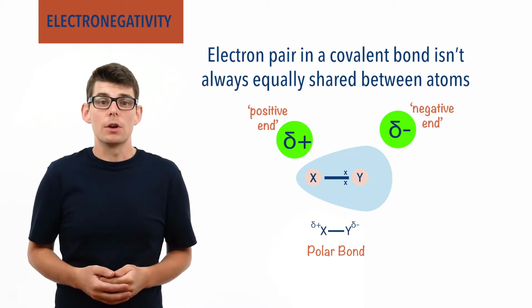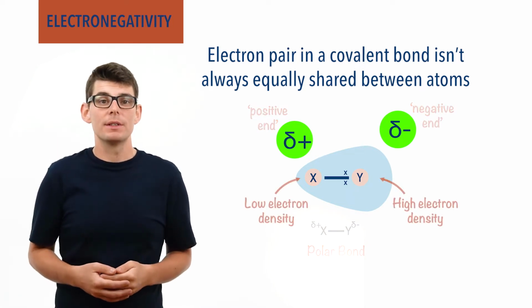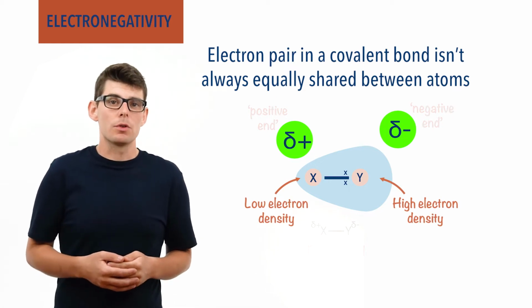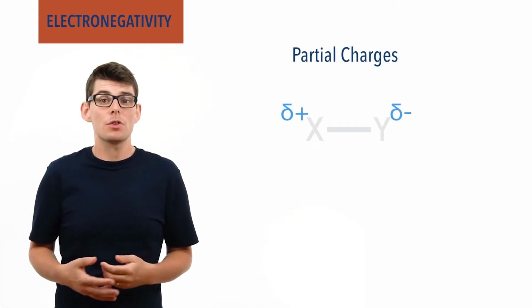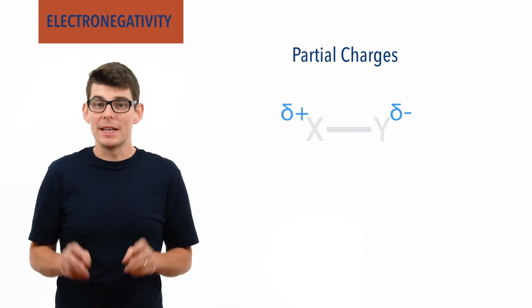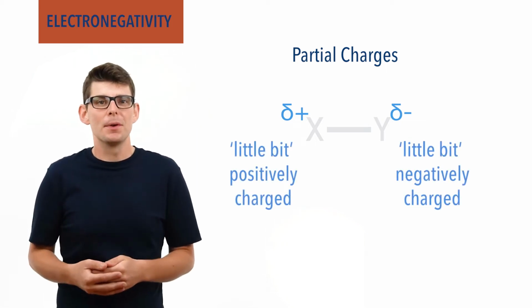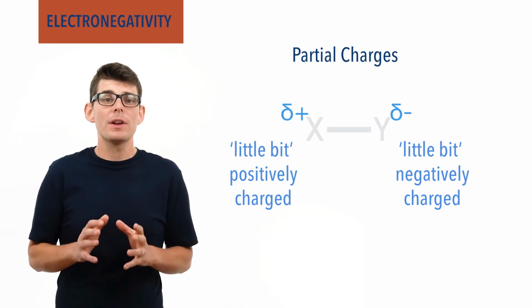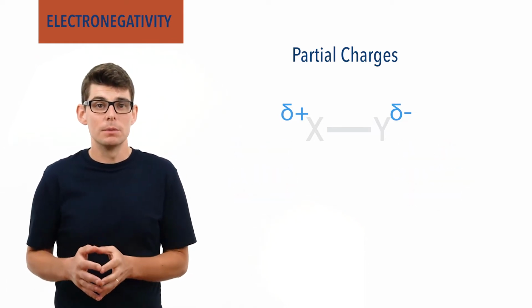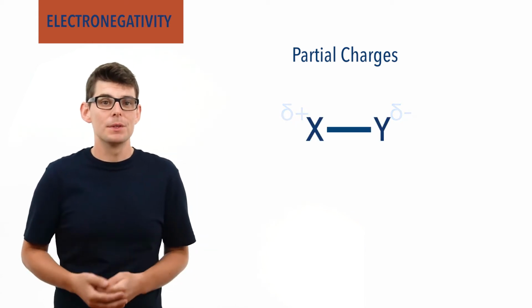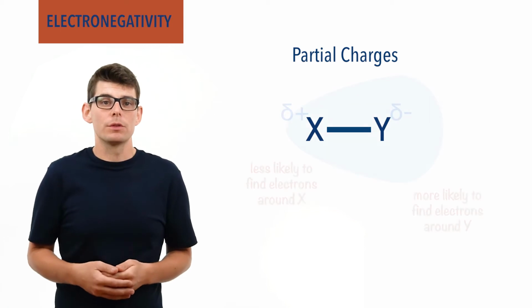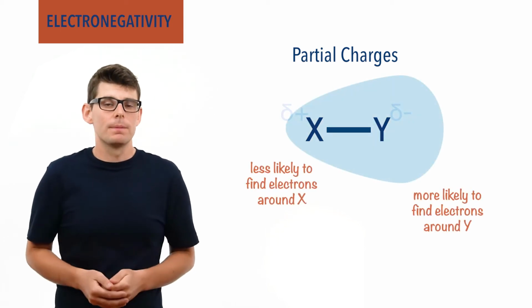Electrons are negatively charged, and the atom with more electron density around it will have a partial negative charge, and the atom with less electron density a partial positive charge. Partial charges are just that, partial. It's almost like saying the atom is a little bit negatively or positively charged. It is important to note, though, that both electrons are still shared between the atoms. There is still a covalent bond. It is just that at any one moment in time, you are more likely to find the electrons closer to one atom than the other.